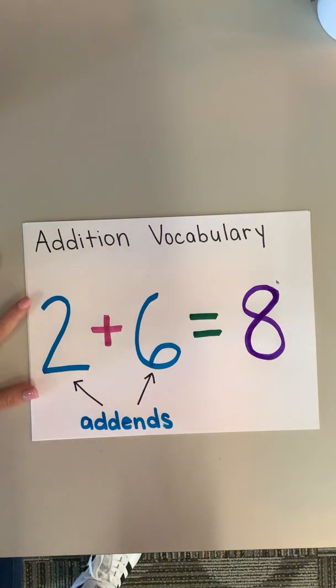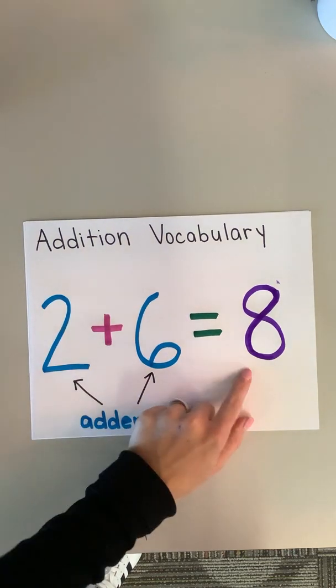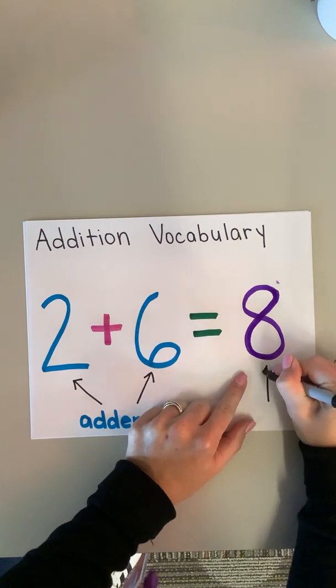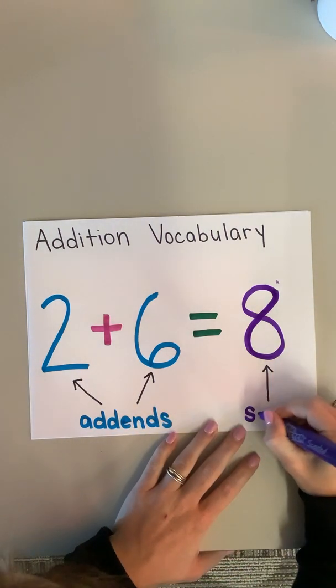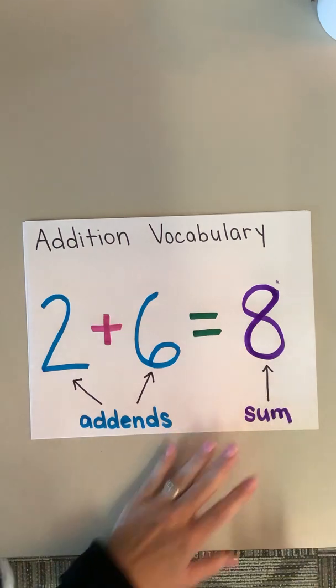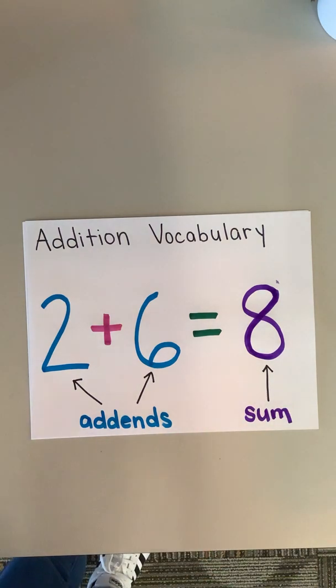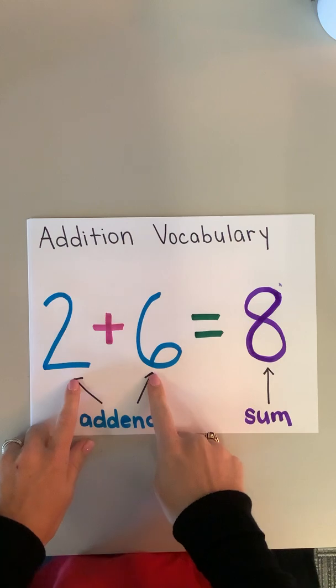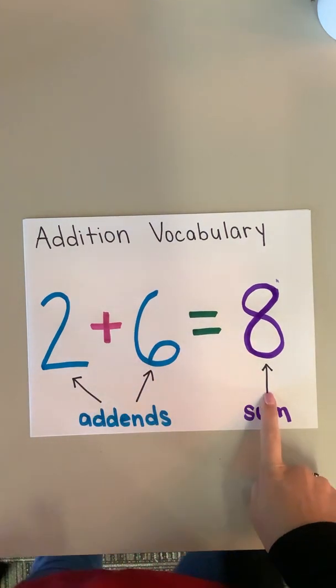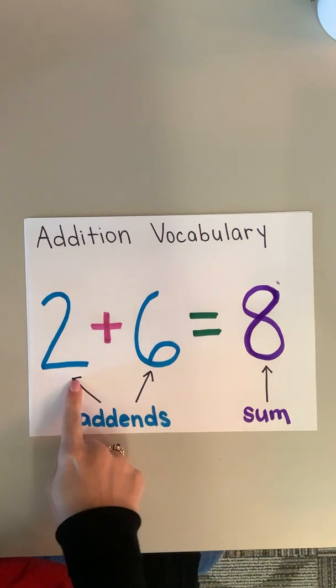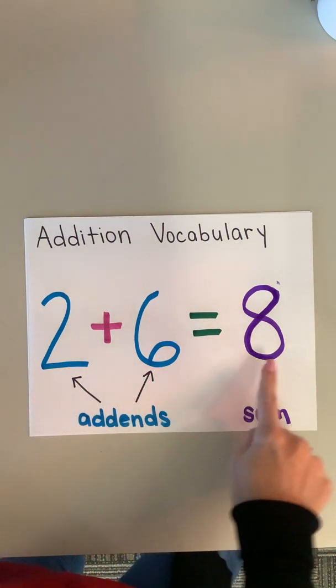Great job. The next part of an addition problem is our sum. Our sum is the answer to our addition problem. When we put our 2 addends together, we come up with our sum, or our answer. 2 and 6 together equals 8.